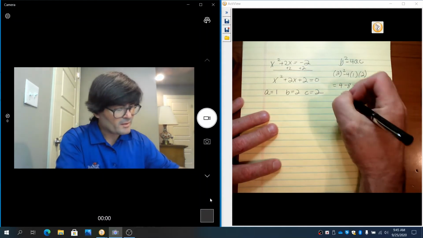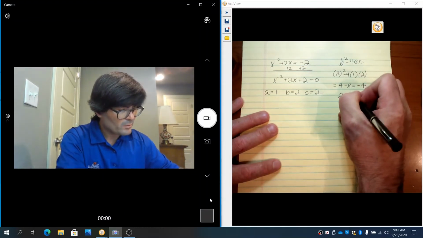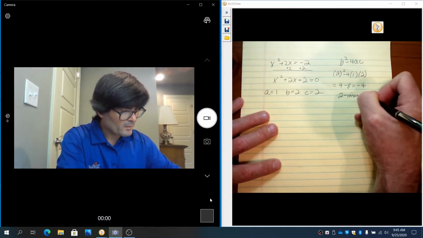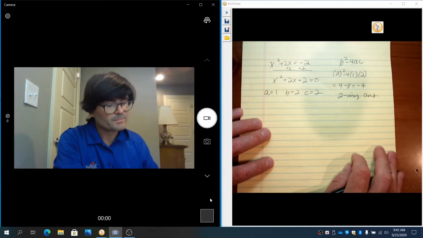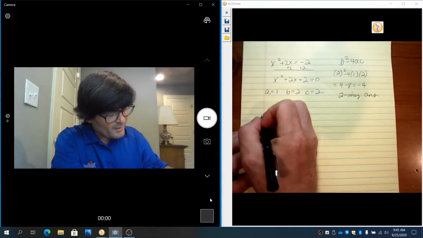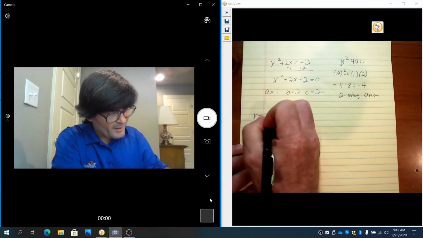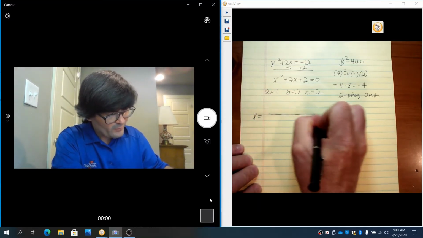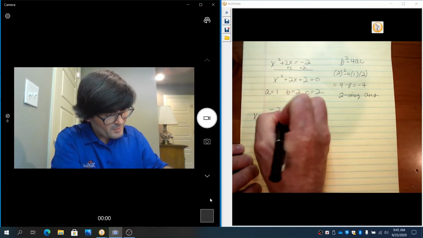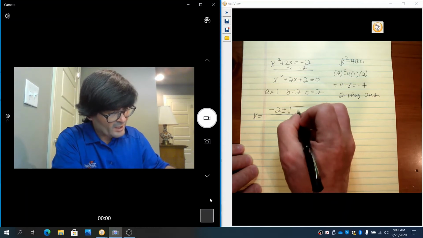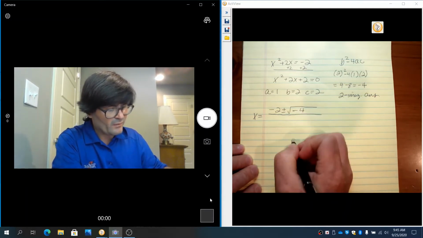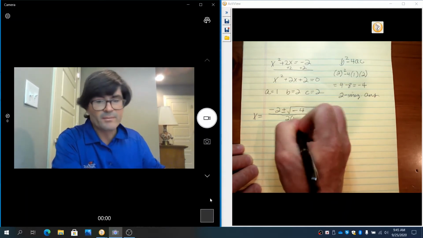Just from the discriminant, I know we have two imaginary or complex answers. So let's figure out what those are. X is going to be, using my quadratic formula, minus b plus or minus the square root of b squared minus 4ac. We actually did that already. That was negative 4, all over 2a.